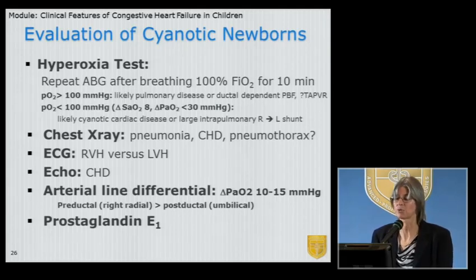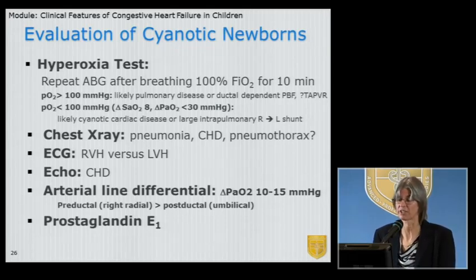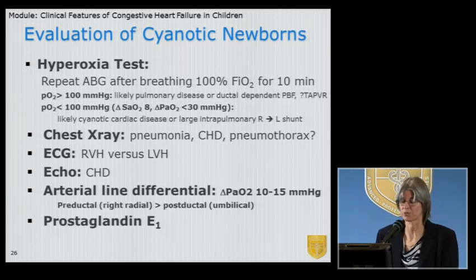If it increased, if it responded to oxygen, it's most likely a pulmonary disease or a ductal-dependent pulmonary blood flow, and there's some lesion that can be falling into this category. If it doesn't respond to oxygen and your PO2 stays low, and you don't have an increase in your saturation, then you have likely a cyanotic cardiac disease or a very large intrapulmonary right to left shunt. You look at the chest X-ray, is there pneumonia? Is this a diaphragmatic hernia? Do you have a big pneumothorax? Look at the ECG. Is this a right versus a left hypertrophy? And then you get an echo.